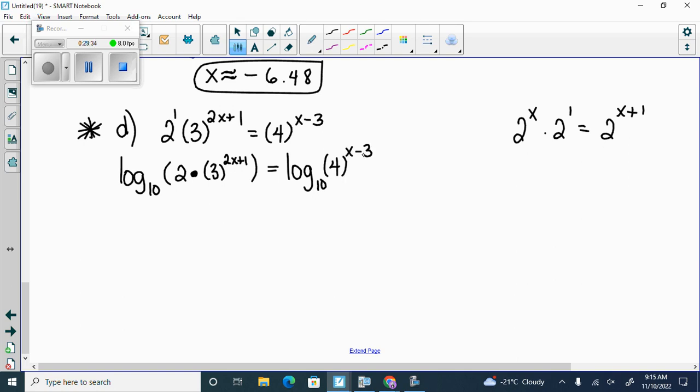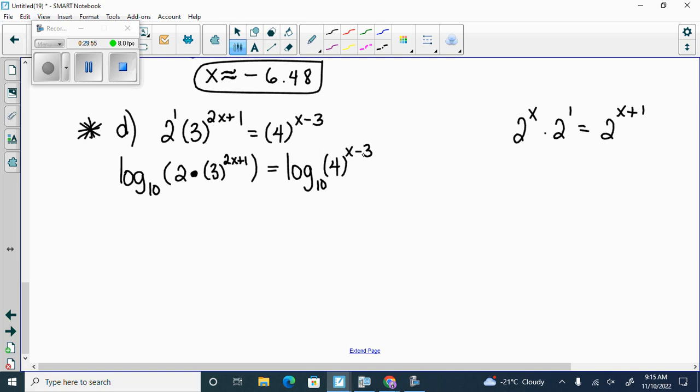Now, some people want to drop the 2x plus 1 in front right now. Can I? The 2 doesn't have a 2x plus 1, does it? So I can't drop it in front. So I somehow need to separate these. Some people will say, oh, it's log base 10 of 2 times log base. No, it's not. You can't separate them by multiplication.